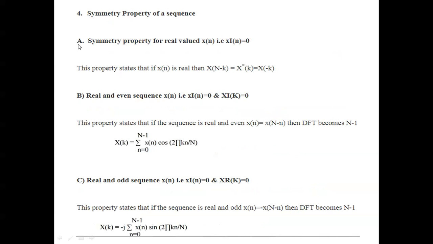And the symmetry property of the sequence. For a real-valued x of n, and for a real and even sequence x of n, X1 of k is equal to 0, so X of k is the summation from 0 to N minus 1 of x of n cos 2 pi k n divided by N. For a real and odd sequence x of n, the DFT becomes X of k equal to minus j times the summation from 0 to N minus 1 of x of n sin 2 pi k n divided by N.